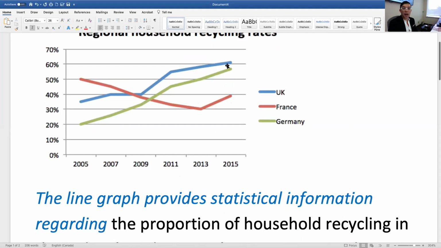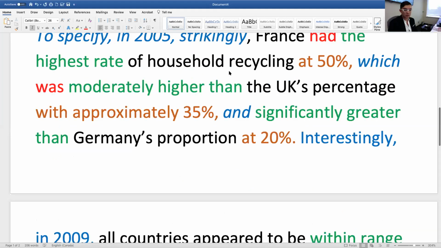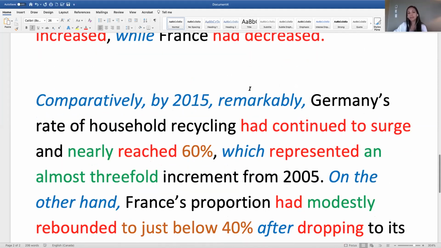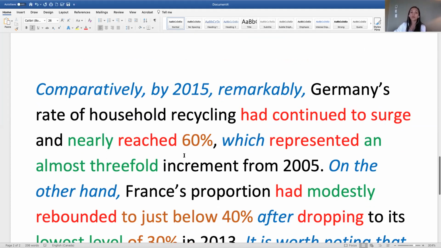Now we're getting to the last year. Okay? So go ahead, comparatively. Go ahead, Mabel. Comparatively, by 2015, remarkably, Germany's rate of household recycling had continued to surge and nearly reached 60%, which represents an almost threefold increment from 2005. Good. Now we're going to compare that to France.